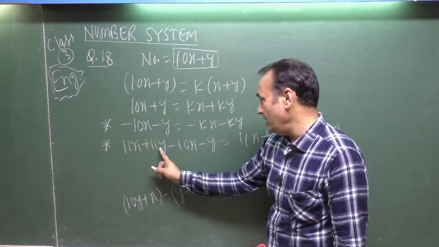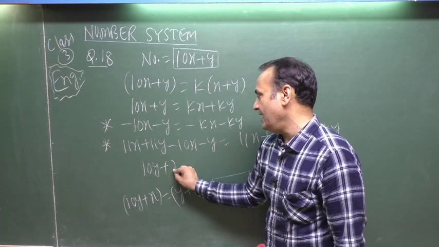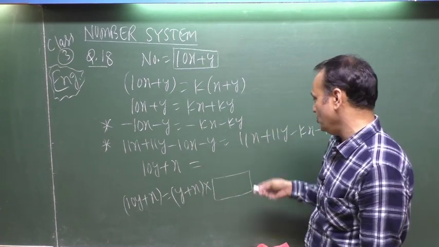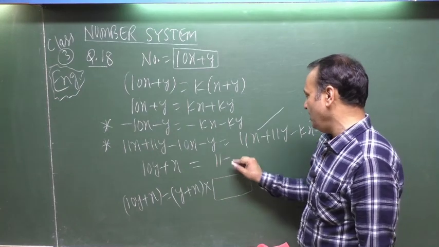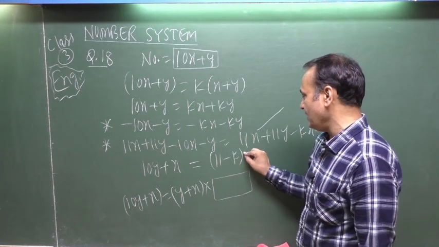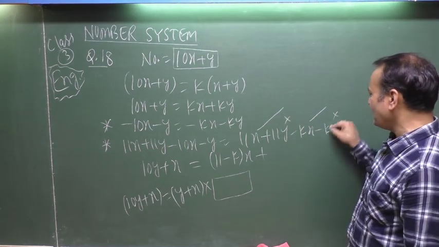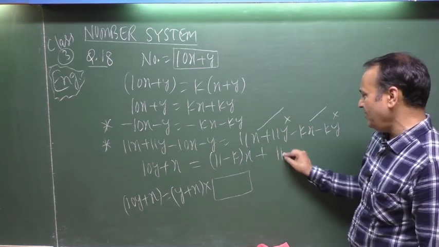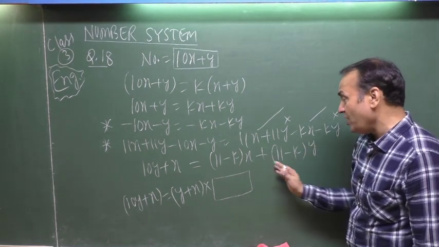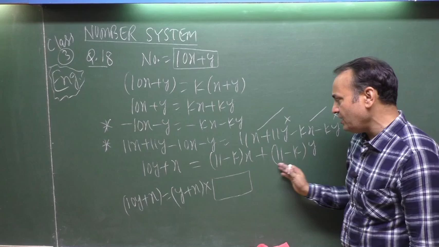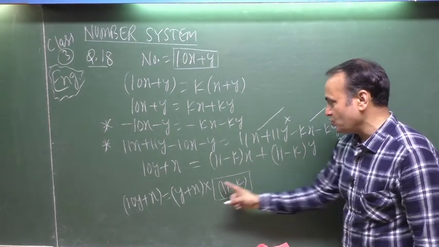Now see here, 11y minus y equals 10y, plus x. You have to take x as common, you will get 11 minus k times x. Then take y as common in between, 11 minus k times y is the situation. Now 11 minus k is taken as common, and you get x plus y here.